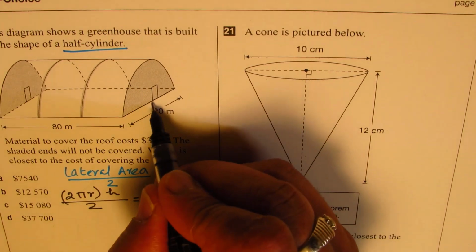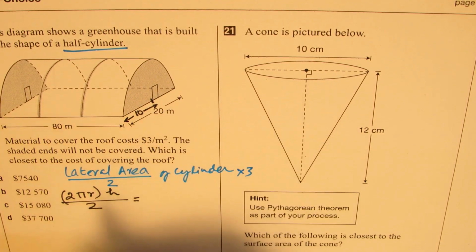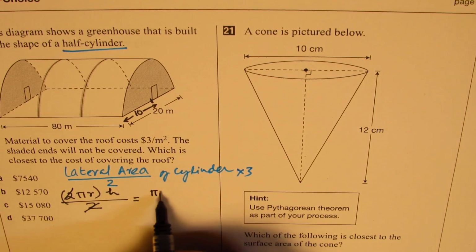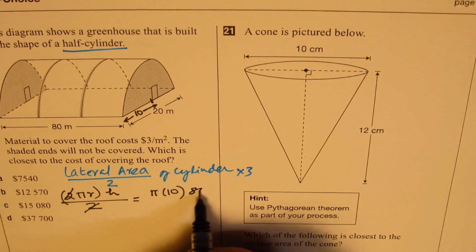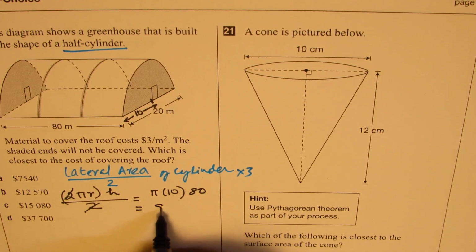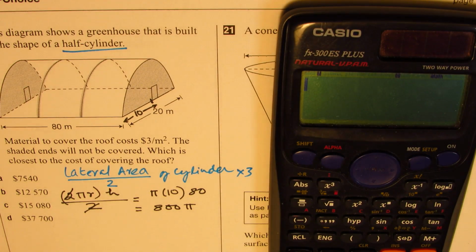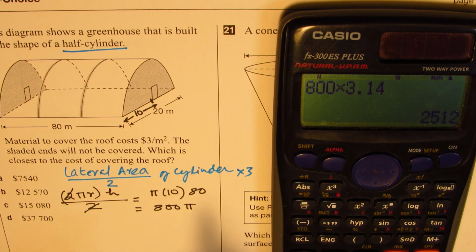So in our case, r is how much? R is 10, radius is 10, not 20. So we have 2 and 2 cancel, we get pi times 10 times 80, correct? Or 800 pi, which is 3.14. We'll use the calculator to find the exact value. So we have 800 times 3.14. So more than 2400. So we get 2512.